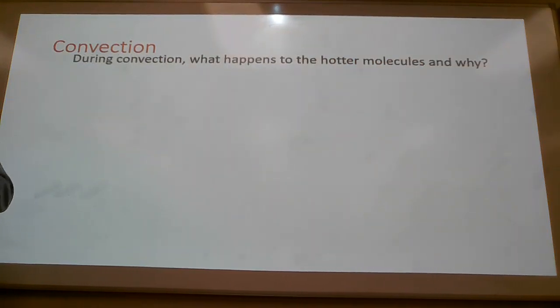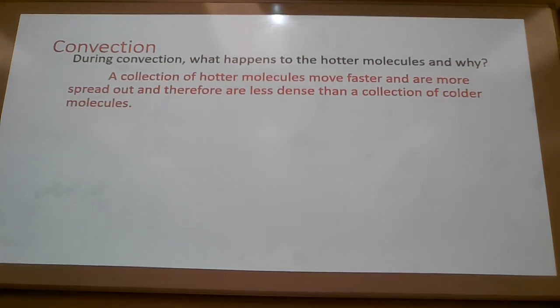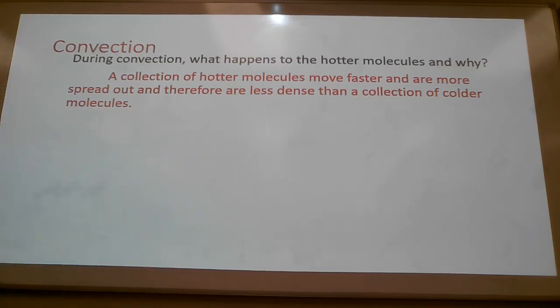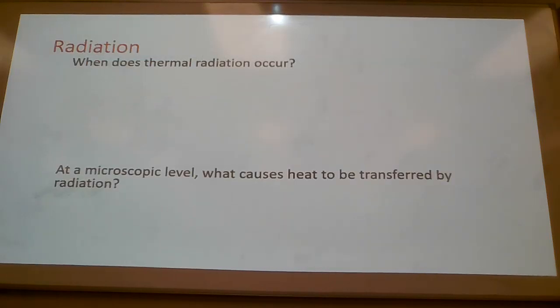So why does this happen? So hotter molecules are faster moving, and so they're banging into each other, and so they're more spread out. They're less dense, and so they end up floating on colder, more dense molecules. So this whole idea of heat rising, that's convection.